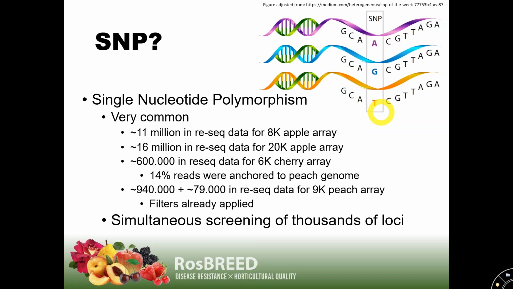So what are some of the advantages of SNPs? They're really common. So millions have been found when resequencing apple data or cherry data, or 100,000 at least. There's a lot of them in the genome. And they allow for screening of thousands of these regions, SNPs, at the same time. So that makes it easy if you want to do some genome-wide genotyping. SNPs can make it really easy.